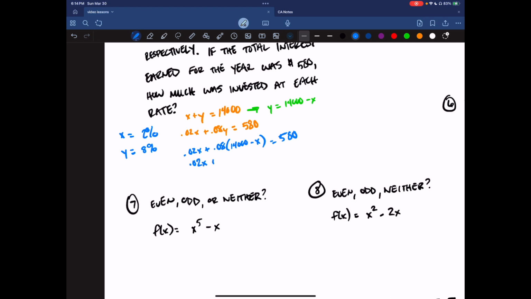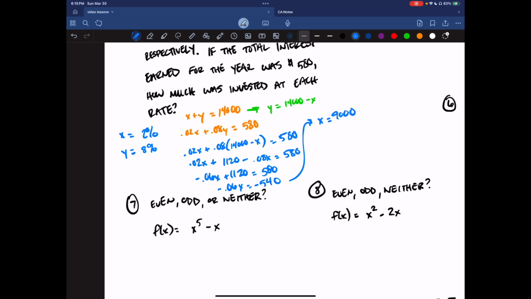So this is going to be 0.02x plus 0.08 times 14,000, which gives you 1120, minus 0.08x equals 580. Okay. 0.02x minus 0.08x is going to be negative 0.06x. 1120 equals 580. I'm going to subtract the 1120 to the other side. It's going to give me negative 540. So when I divide, x equals 9,000.